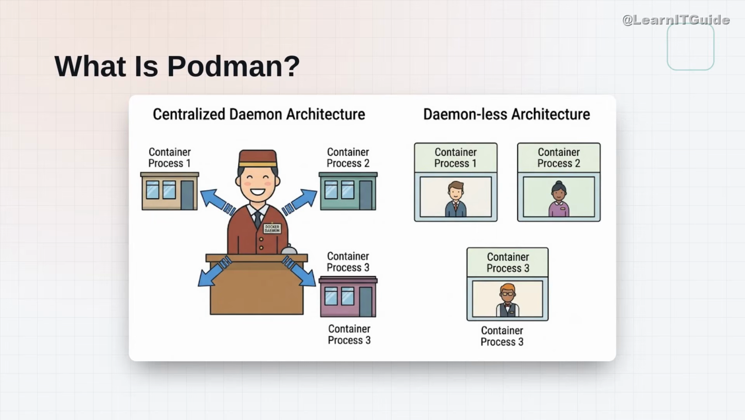So what is Podman, really? Podman is a container engine that follows a daemon-less architecture. This means there is no single background process managing all your containers. Instead, each container runs as its own separate process. Think of it like moving from a centralized hotel receptionist who handles every single request for every room to a system where each room guest has their own personal concierge who only interacts with them and nothing else. This isolation is the key to why it is considered more secure by design.